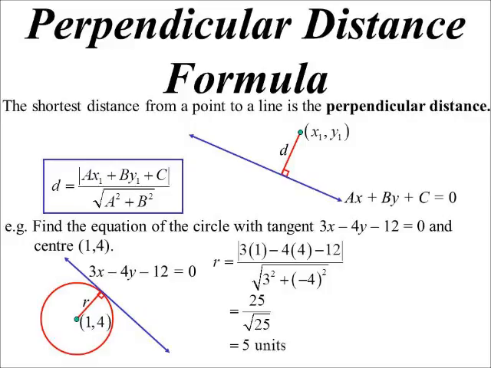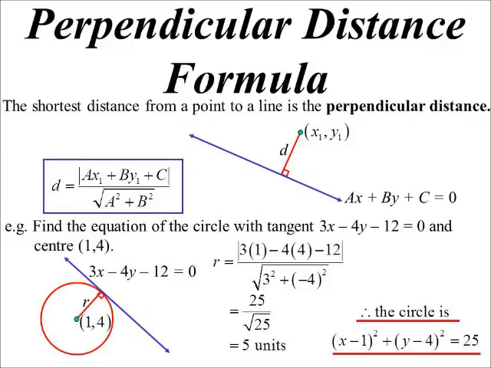Well, that's the radius. The equation, of course, then becomes x minus the x value of the centre squared, y minus the y value of the centre squared equals the radius squared.